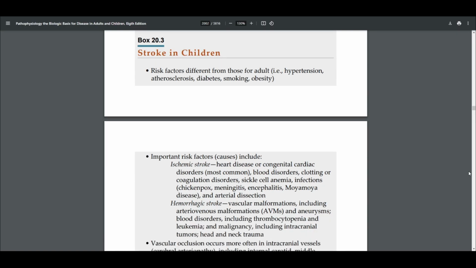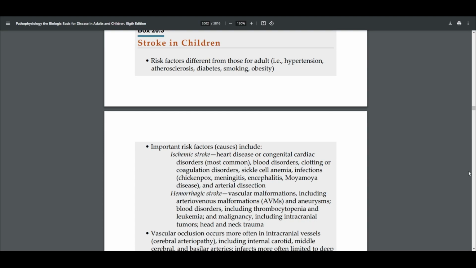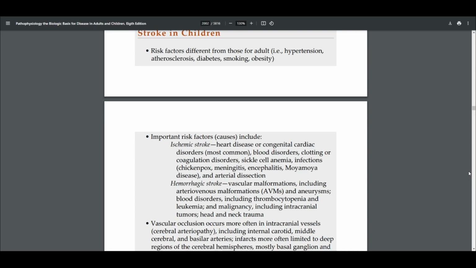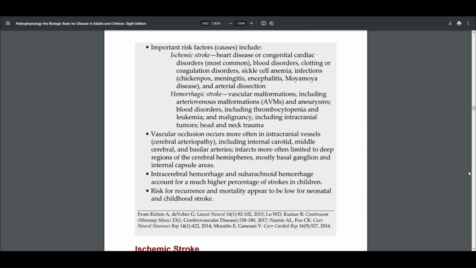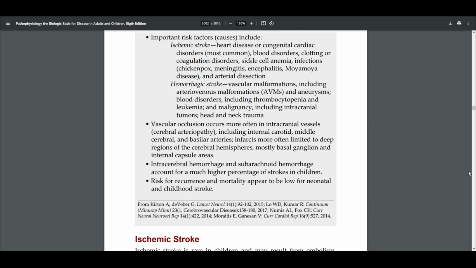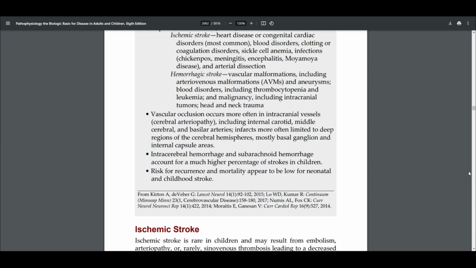So here there's some risk factors and things to know about strokes in children. Again, hit pause as needed. I'll try to go semi-slowly so you don't have to pause as much, or I can read while you are reading another section as well.